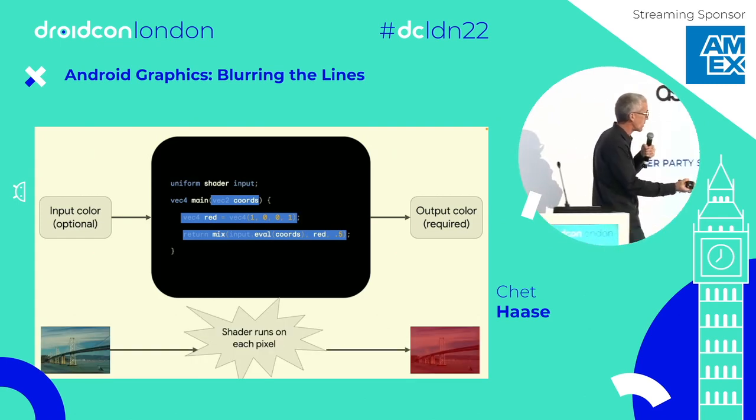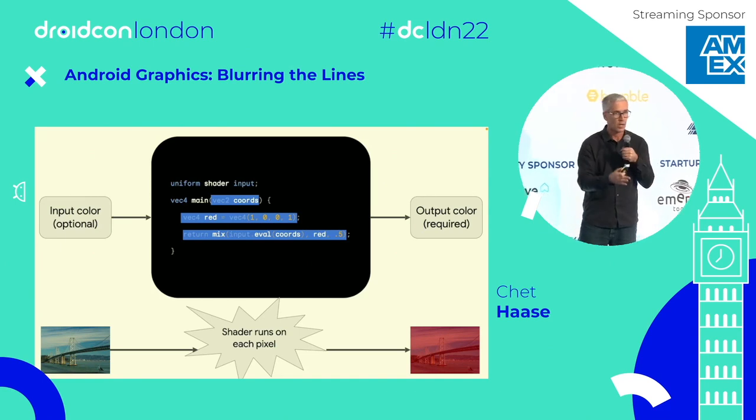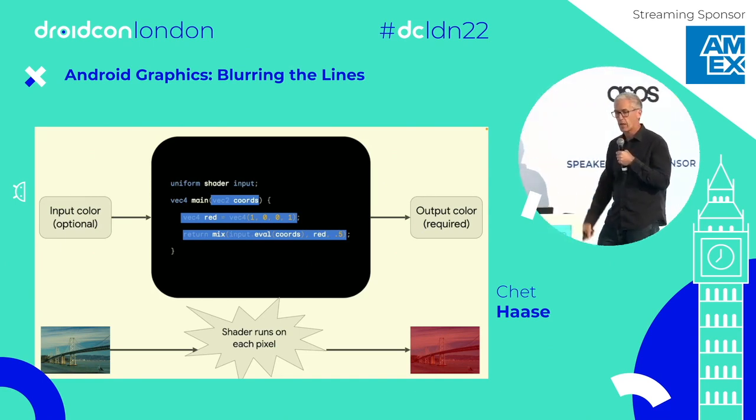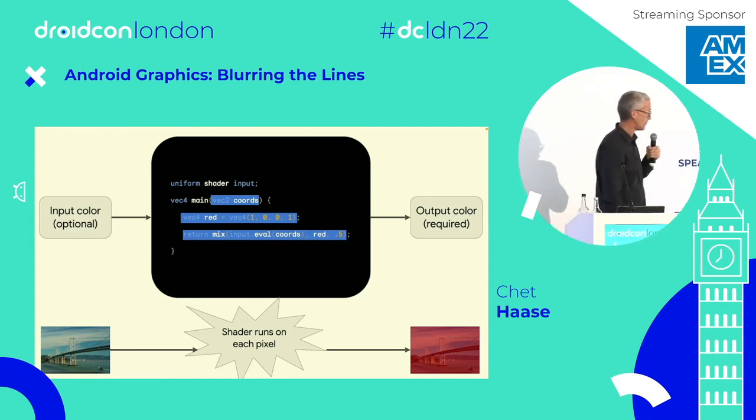So this is essentially what you get in. You have that image that was going to be drawn, and then we run our shader on it. We tint it halfway between the input color and the red color, and then you get that much worse version of the image out the other side.